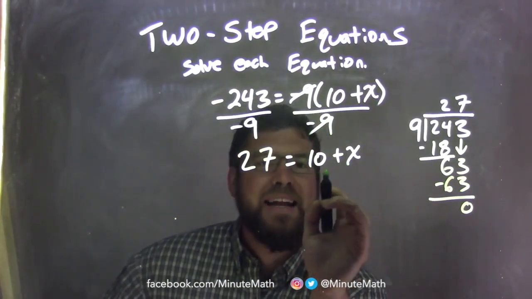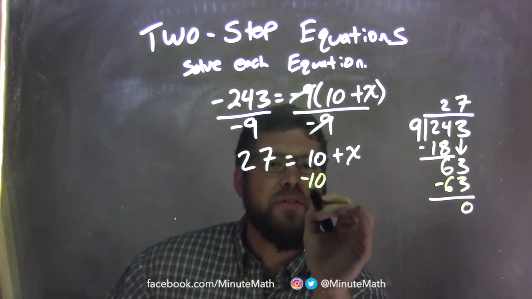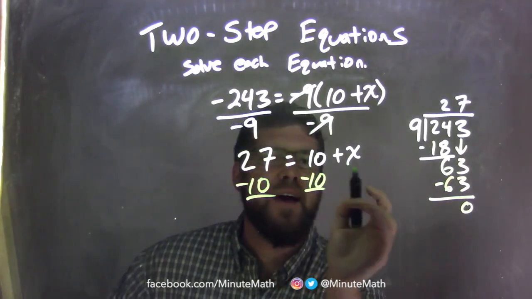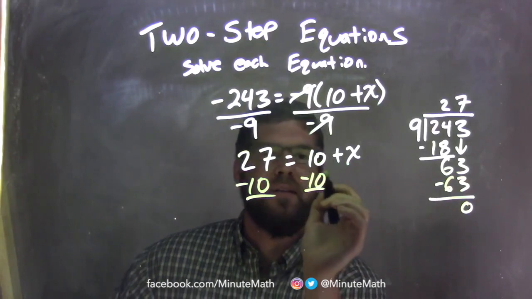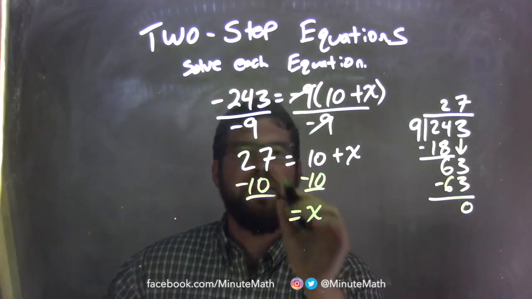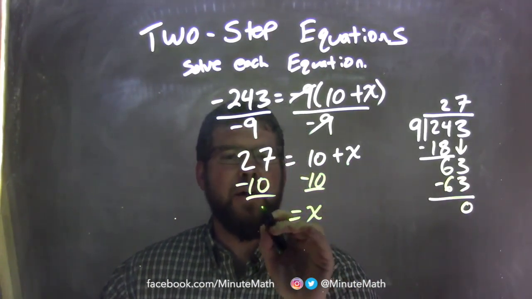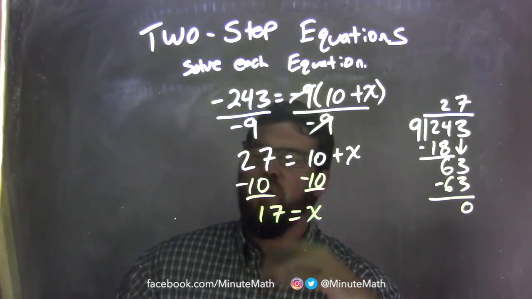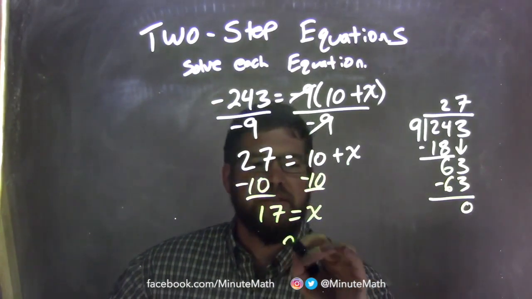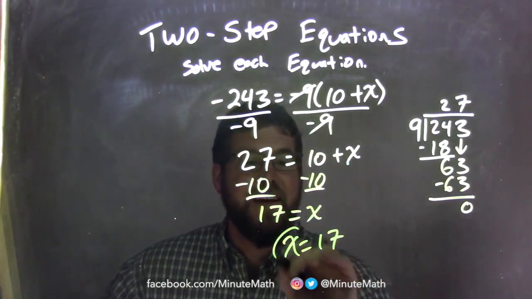Well, now I need to subtract a 10 to both sides. That's my next step, subtracting a 10. Because we've added 10 here, we subtract the 10, leaving me just an x on the right. 27 minus 10 is pretty simple now. It's 17. So let's rearrange this, put x first. So x equals a positive 17. And that, in fact, is my final answer.